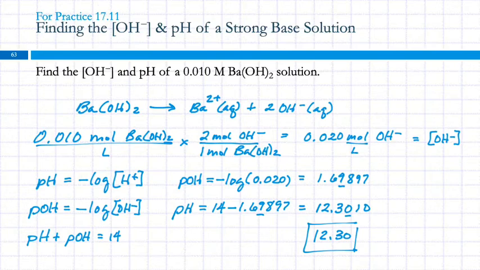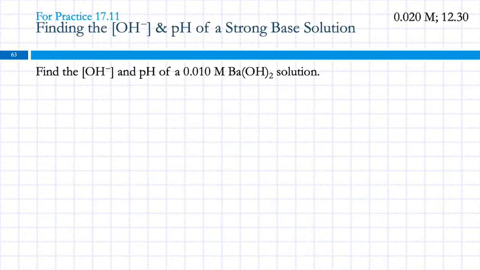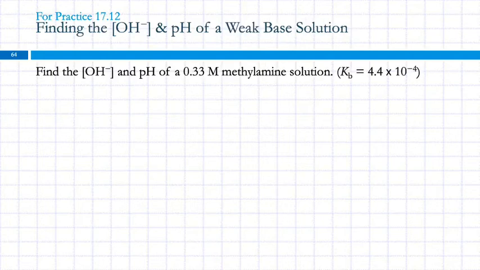Now, you can have a solution that's much more basic than this, right? Because 0.02 molar hydroxide, that's actually a very low concentration. Because what if we had like 5 molar sodium hydroxide? That'd be a lot more, right? So 0.02 molar and 12.3.